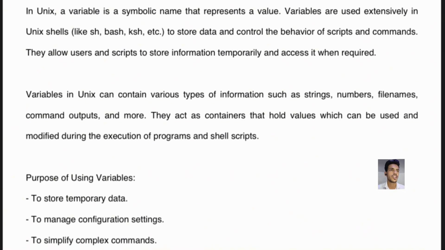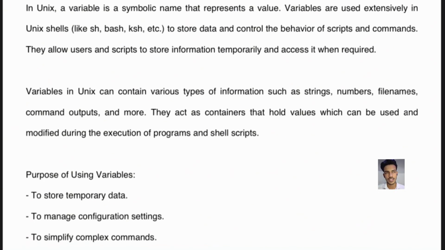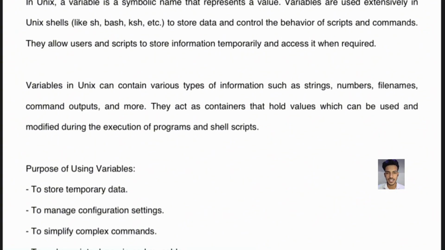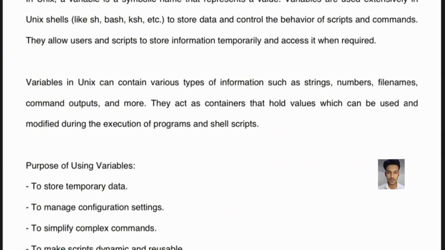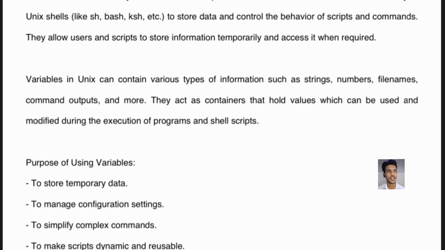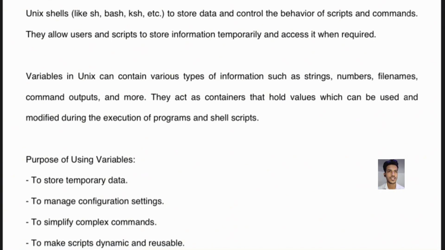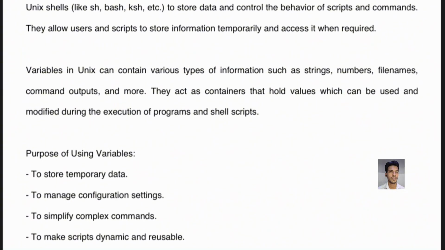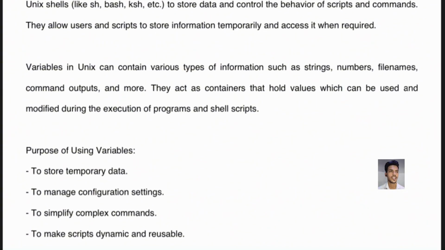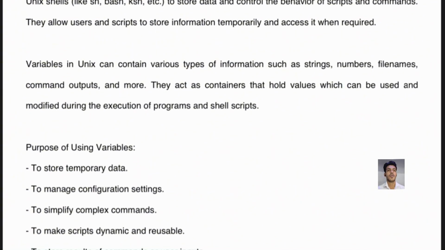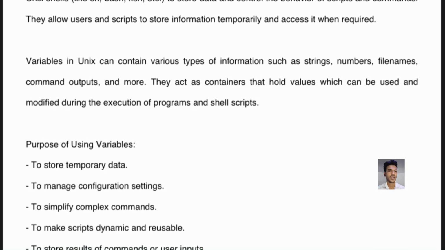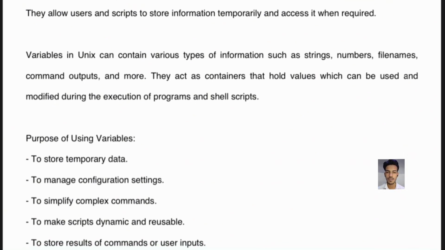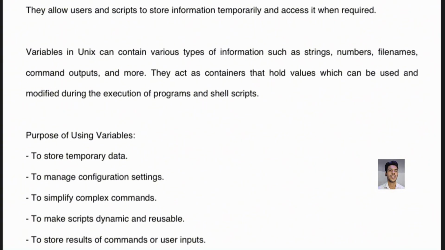Variables are used extensively in Unix shells like C, bash, and ksh, etc. to store data and control the behavior of scripts and commands. They allow a user or script to store information temporarily and access it when required. Variables in Unix contain various types of information such as strings, numbers, file names, commands, and outputs, and more.